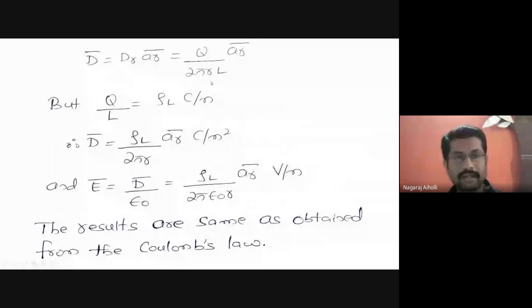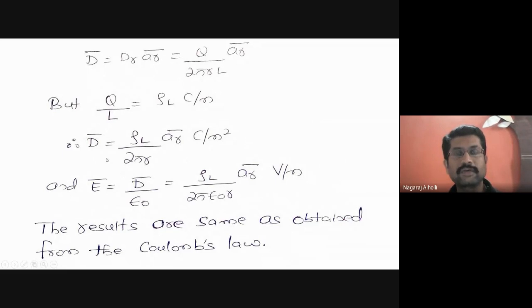For Q by L, D bar will be equal to rho L divided by 2 pi r a r bar coulomb per meter square. It is flux density, which is coulomb per meter square. Therefore, the equation is D bar is rho L by 2 pi r a r bar coulomb per meter square. Then find the equation for E bar.